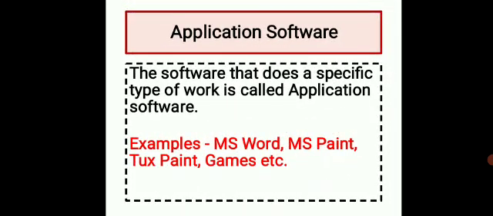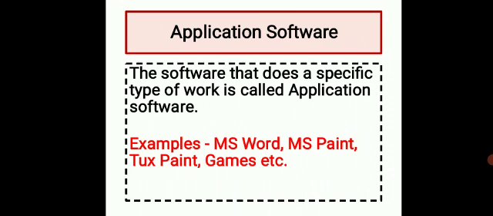Application software. The software that does a specific type of work is called application software. You can understand it by an example. You have a juicer in your house. What do you do with that? You can only extract juice of fruits and vegetables. This indicates that you can do a specific type of job with one machine. So, you can perform a specific task, a single task, by using the application software.